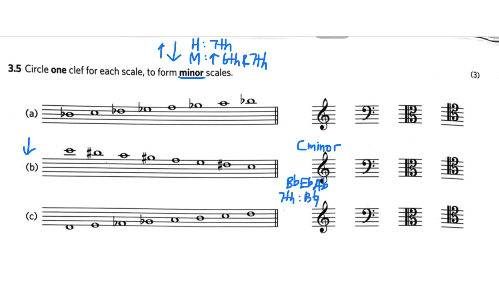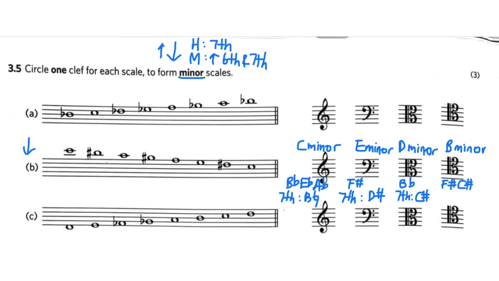And next for bass clef, that will be an E minor. The key signature is F sharp. The 7th note will be a D sharp. As for the alto clef, it will become a D minor. The key signature is B flat. The 7th note is C sharp. And lastly, tenor clef, that will be a B minor. The key signatures are F sharp and C sharp, and the 7th note is an A sharp.